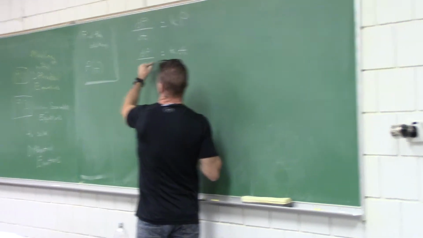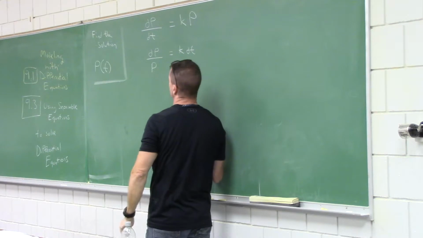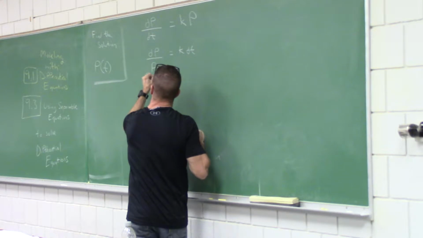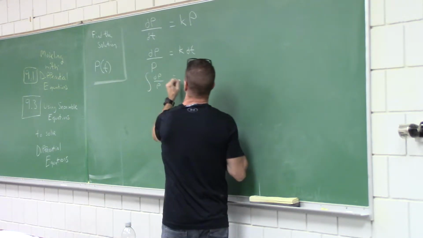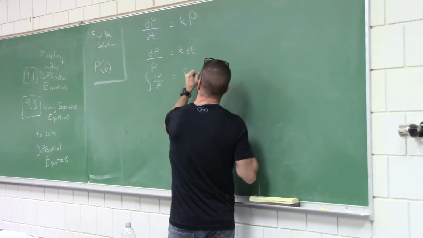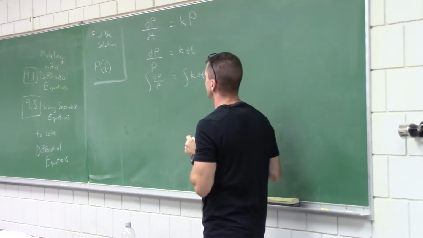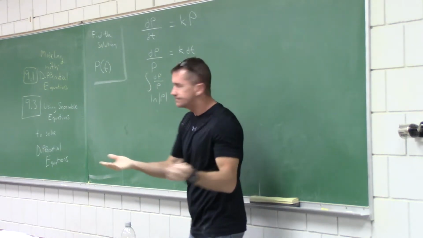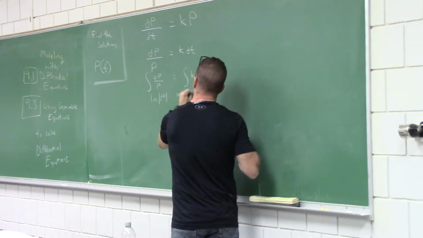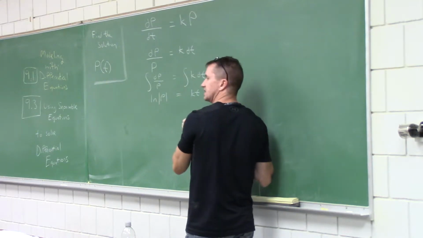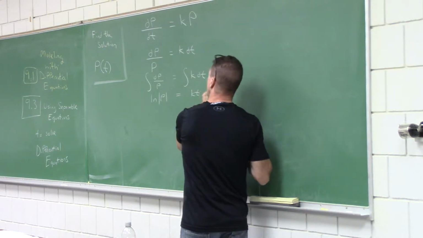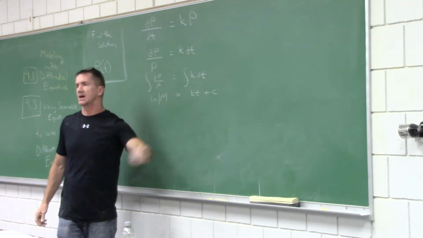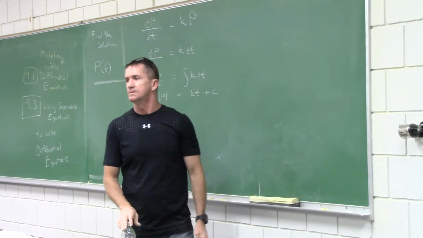Are you ready to integrate? We're going to integrate the left and integrate the right. Integrate the left with respect to P. What's the integral of 1 over P? Natural log of P. What's the integral of k, a constant, with respect to t? kt. So natural log of P, I have to put the absolute value first, and then kt, and we have to put the plus constants, right? So if I do a plus constant over here and a plus constant over there, can I just put one plus constant on the right?